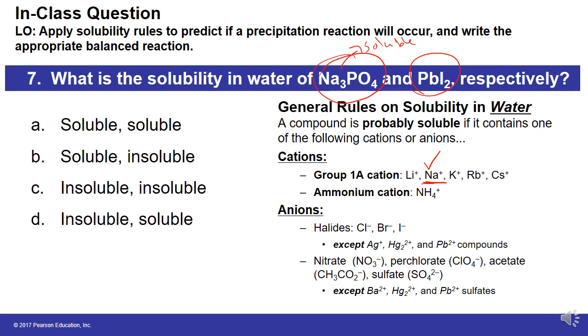However, lead iodide is not soluble because although compounds containing iodide ions are soluble, they are not when lead is in the compound. So our answer is going to be B, soluble and insoluble.